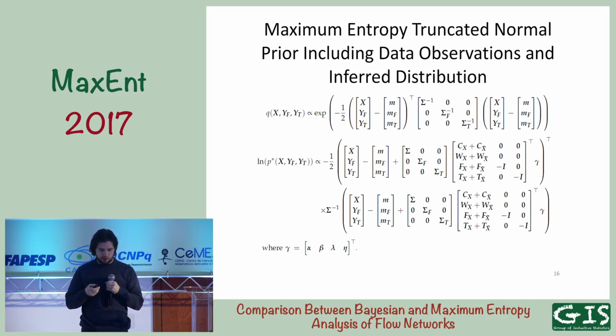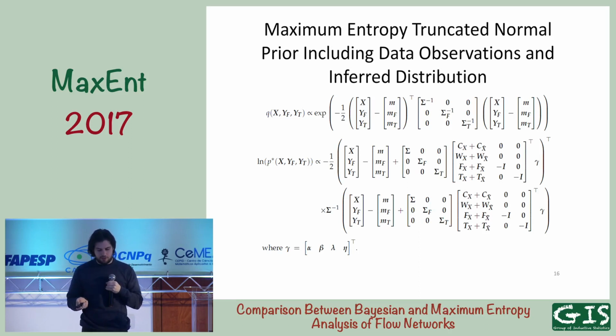Okay, so this is the analysis where I'm using the truncated normal. I pretty much just go through and follow the process. I've just multiplied in my prior and form, and I get a vector of Lagrange multipliers, which I need to solve for.